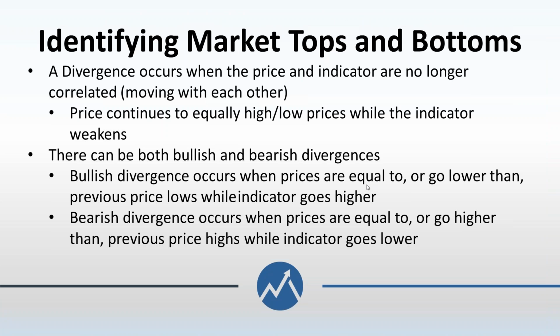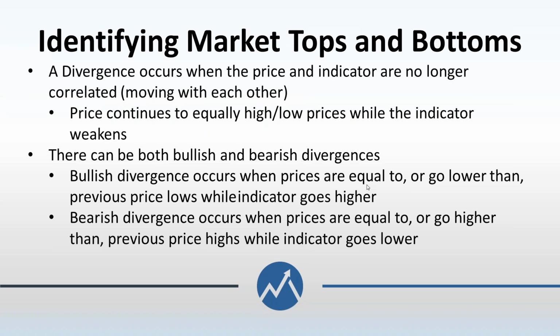So now that you understand how to read what the indicator is telling you, and how to read the indicator lines and look at the momentum trend, let's talk about how we can combine this with the price action to find potential tops and bottoms in the market using divergences.